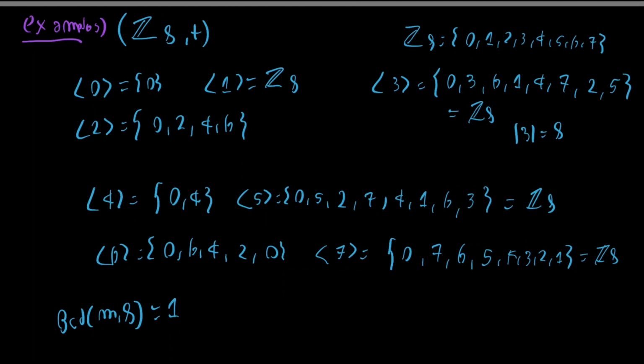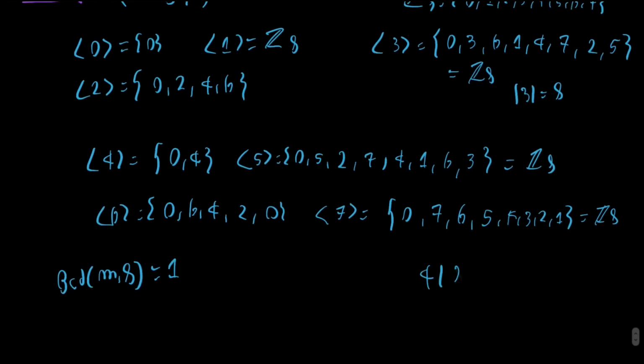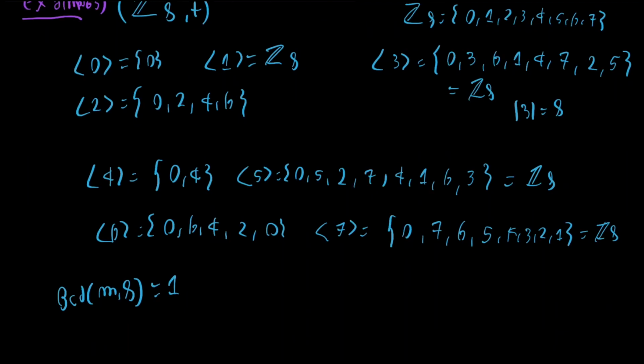And they all are generators. But for example, look at 6, 4, and 2, which are not relatively prime, because they share a divisor, of course. In particular, 4 divides 8, 2 divides 8, and 2 divides 6. So they're all not co-prime. And in fact, they are not generators.